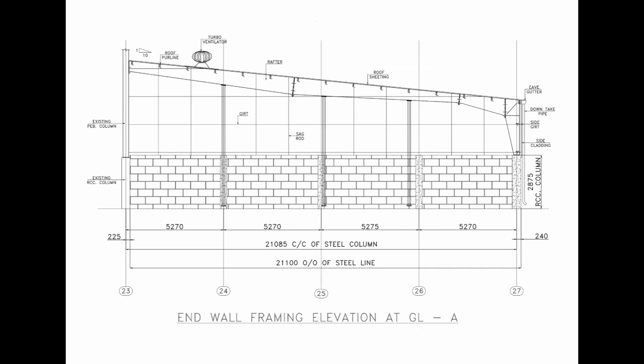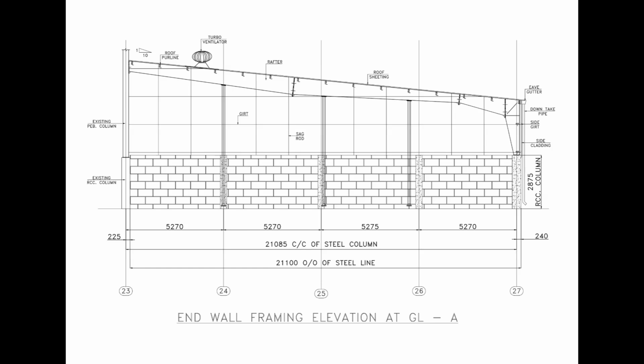Now we move from the foundation setting out information to the framing elevations. This drawing shows the end wall framing elevation at grid line A. The new lean-to structure is connected with the existing building on one side and supported by the new steel framing toward the outer side.